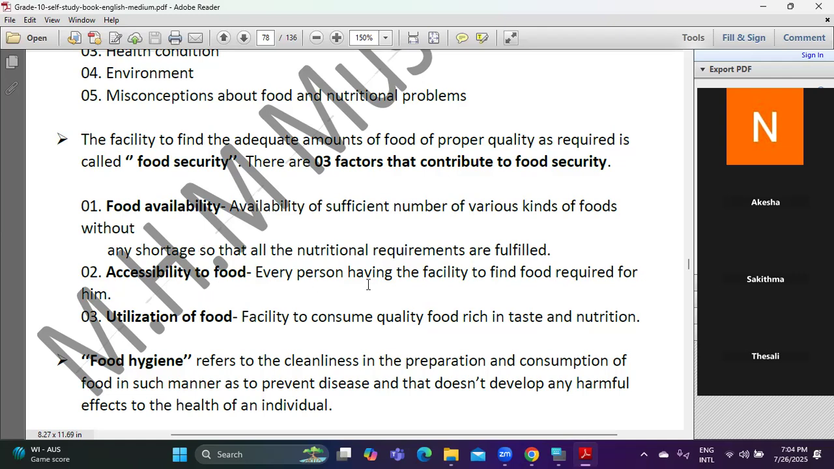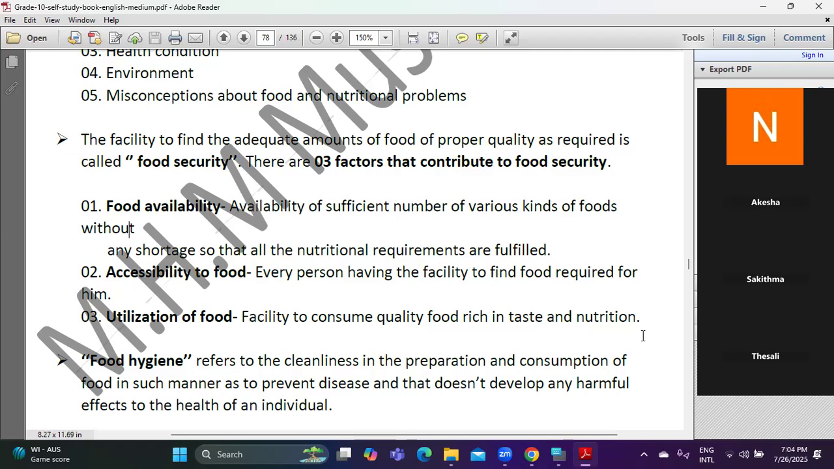Then accessibility to food means every person having the facility to find the food required for him or her. Everyone must have access to food to have food security. Then utilization of food means facility to consume quality food rich in taste and nutrition. Those are the factors that contribute to food security.